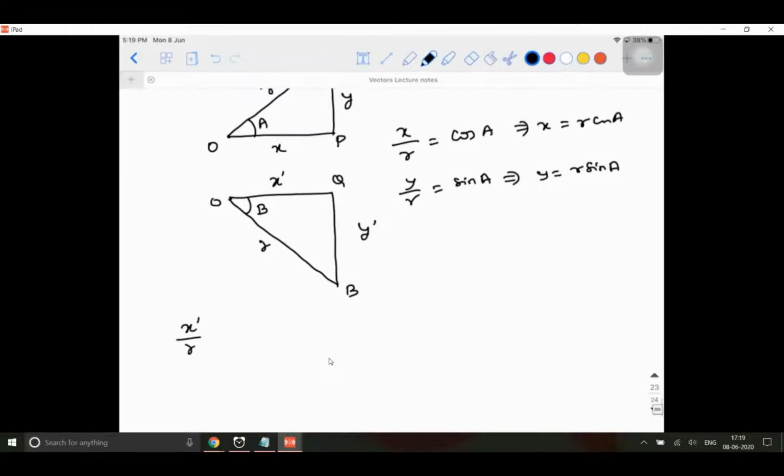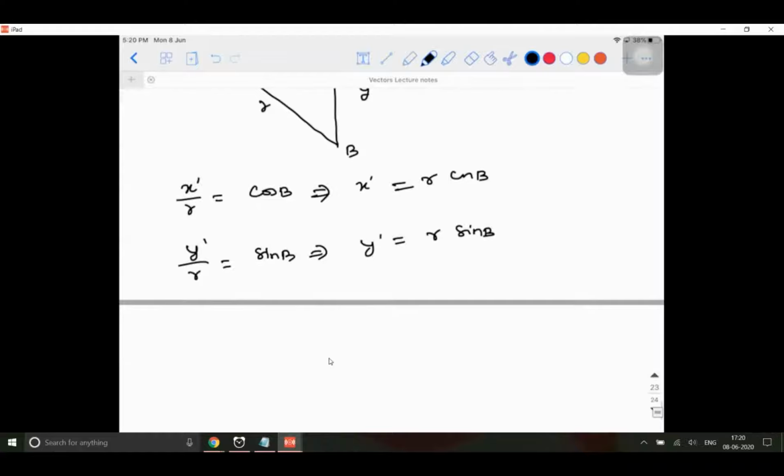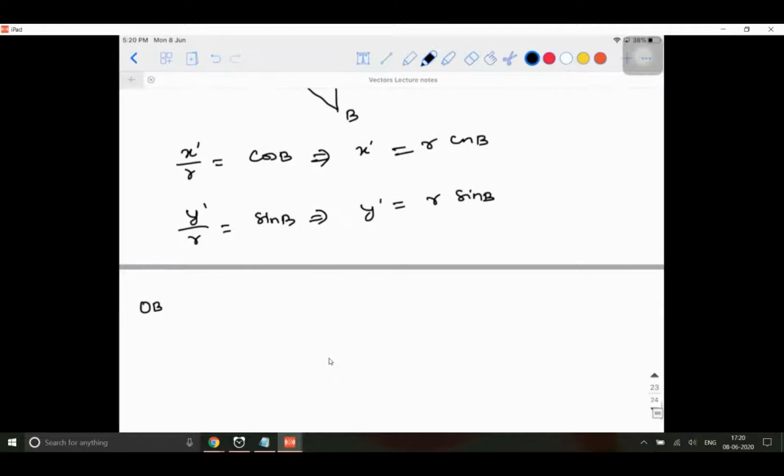What is x dash divided by r equal to? Cos theta, which implies x dash is equal to r cos B. Similarly, y dash divided by r will be sin B, which implies y dash is equal to r sin B. Right. Now, what is OB vector?